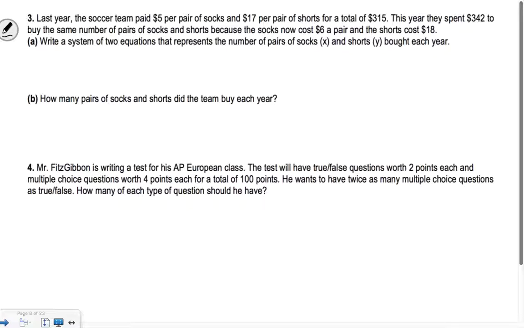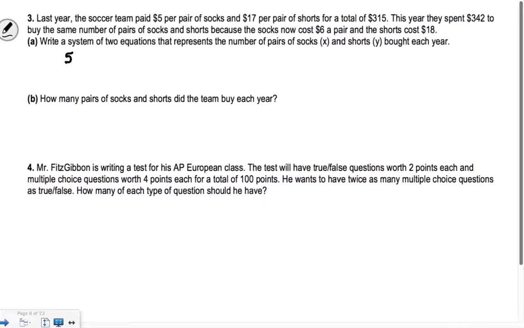So it says, last year the soccer team paid $5 per pair of socks, $17 per pair of shorts. I feel like that's cheap for both of those. For a total of $315. This year they spent $342 to buy the same number of pairs of socks and shorts because the socks now cost $6 a pair and the shorts cost $18. All right, write a system of 2 equations that represents the number of pairs of socks, x, and shorts, y, bought each year. So x is our number of pairs of socks.